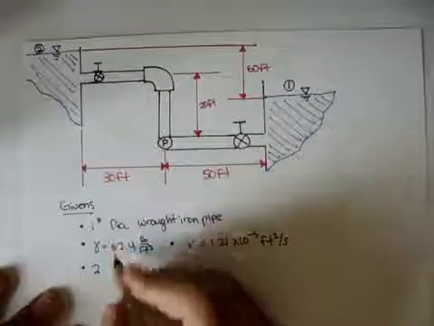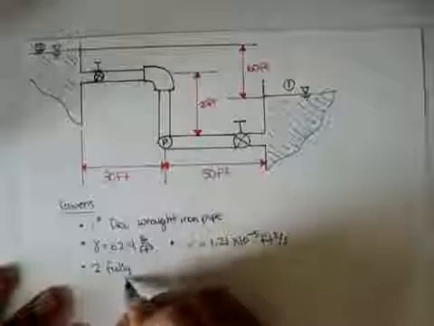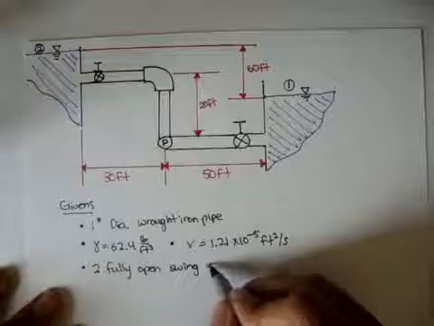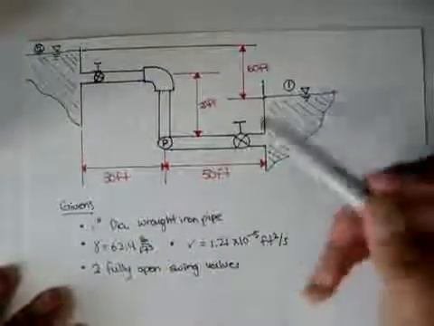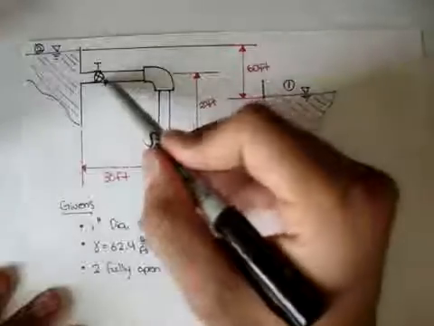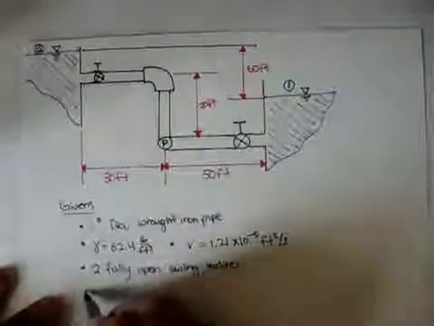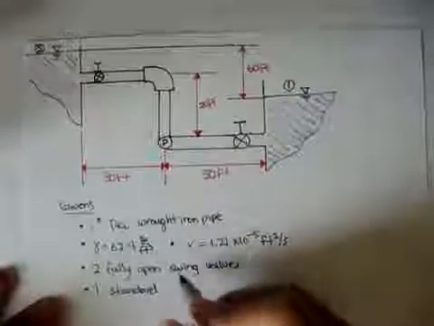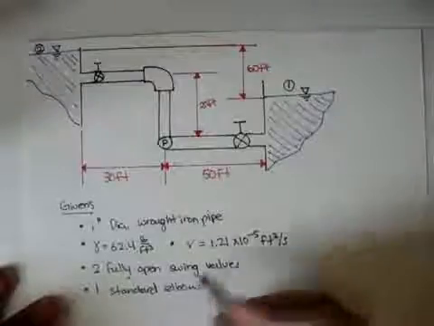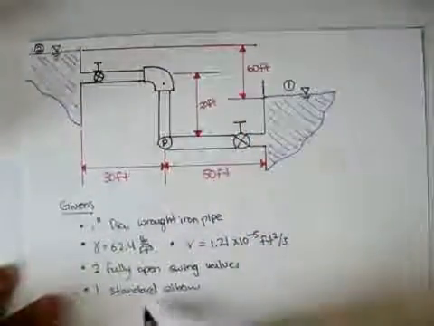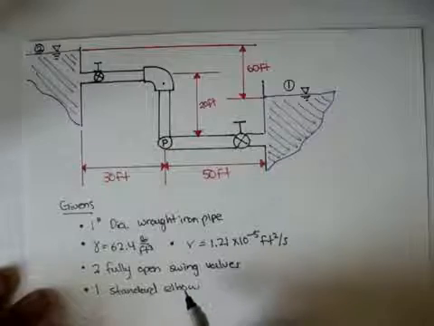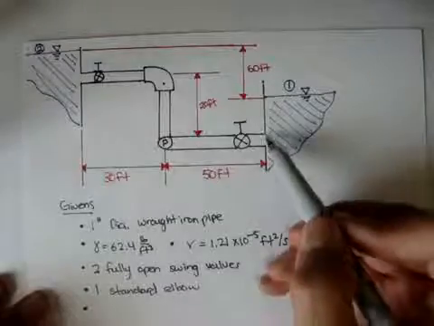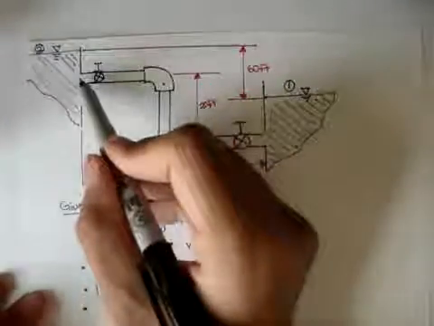There's two fully open swing check valves. I'll just call it valves. Swing check valve, so it's this valve right here and this valve up here. And then there's one standard threaded elbow, which is this elbow right here. And there's one squared entrance and one squared exit.